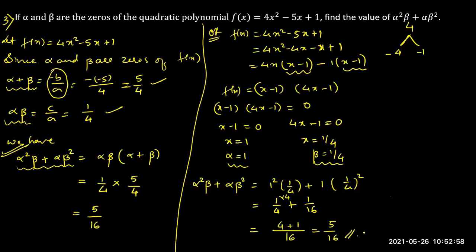Please check those you have solved, where you went wrong and why it is wrong, how it is wrong. Sir, in the second method, we can convert alpha square beta plus alpha beta square is equal to alpha beta bracket alpha plus beta, that we can also write, sir.